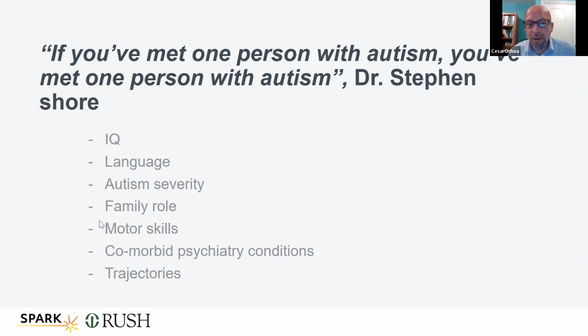And the autism severity can also be mild, moderate, or severe. The role of the family, the motor skills, the presence of comorbid psychiatric conditions. Like many patients, 50 to 80% of patients are supposed to have ADHD. There are up to 50% of patients that have anxiety, and many may have depression, or sometimes they can have bipolar disorder. And so these conditions are going to make patients with autism look different.